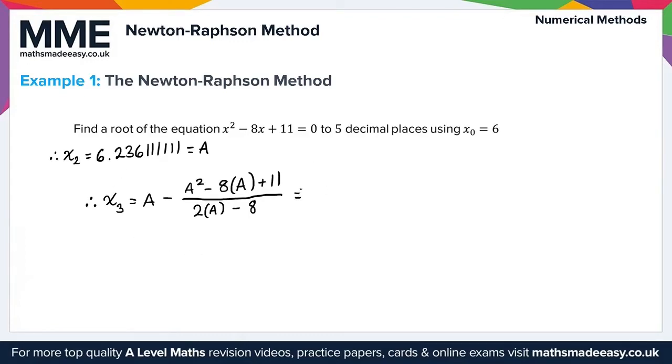Now, if you do this correctly, what you should find you get for x3 is, again, another lengthy answer in terms of decimal places. You get 6.236067978. Notice this now, compared to x2, we haven't got a solution yet to 5 decimal places. So in that case, we need to repeat this, and hopefully what we'd find is on our next turn, for x4, we do get a root to 5 decimal places.